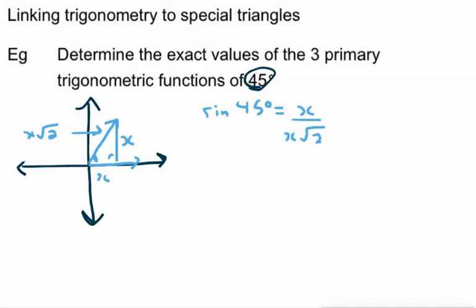Now, with all of these, we'll be able to do some simplifying. We've got an x on the top and an x on the bottom that can cancel each other out. So sine of 45 is actually 1 over root 2. Biggest problem with this is that we're not allowed to leave root signs in the bottom. So, to get rid of that root sign in the bottom, we need to multiply by root 2 on the top and the bottom.